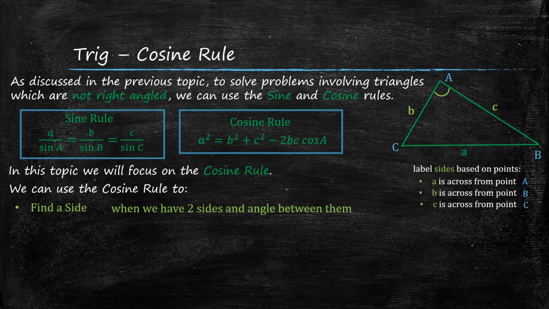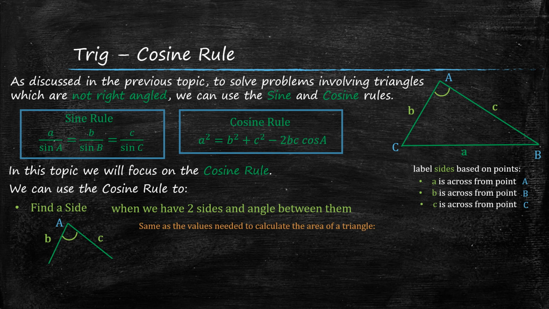So in the triangle shown on the right hand side, if we want to find the length of side A, we can use the cosine rule if we have side B and side C and the angle between them, angle A. The cosine rule states A squared equals B squared plus C squared minus 2BC cos A.